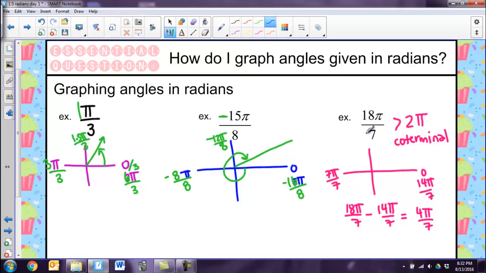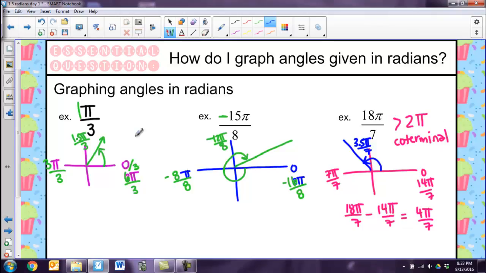So now when I'm looking at this, 4 is in between 0 and 7, so it's up here on the top. In between 0 and 7 is 3.5 pi over 7, which means that my angle is going to terminate in quadrant 2. And there we go.